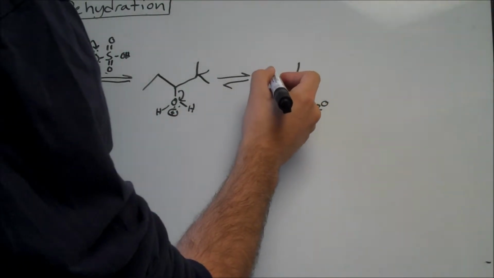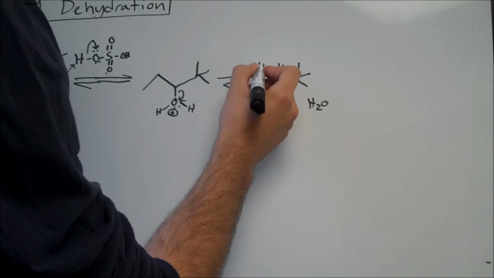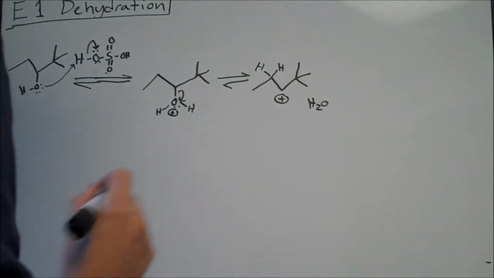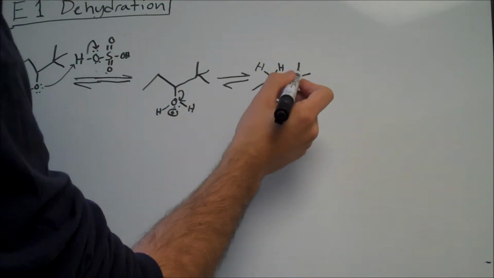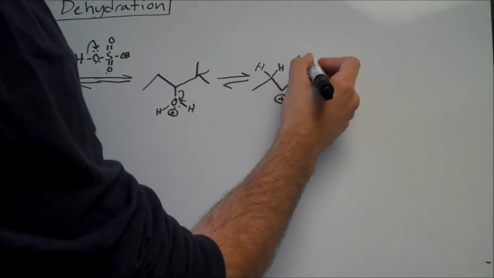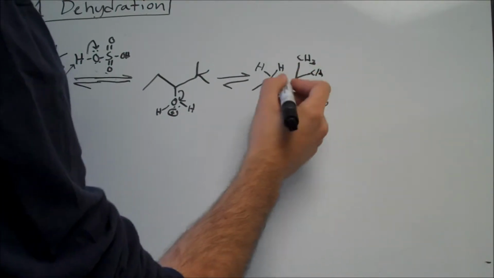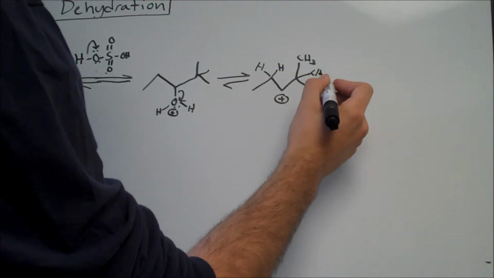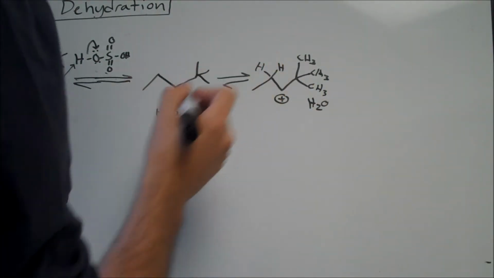Now we look for beta hydrogens. And beta hydrogens are on carbons that are one away from our alpha carbon. This is our alpha carbon. This is our beta carbon. That's also a beta carbon. And notice we don't have any hydrogens. These are methyl groups, and so the beta carbon on this side does not actually have any hydrogens to pull off, but this one does. So we'll go ahead and draw that.